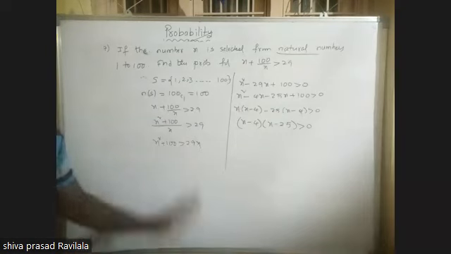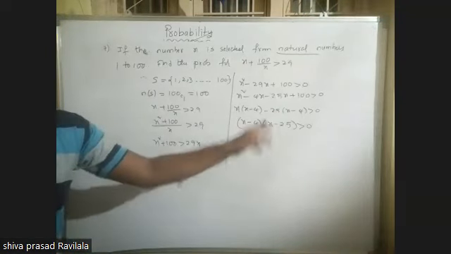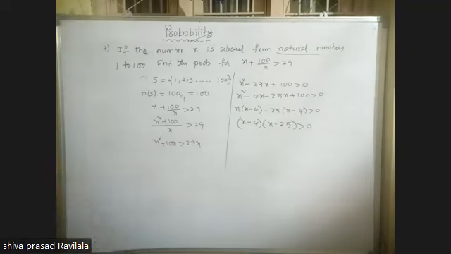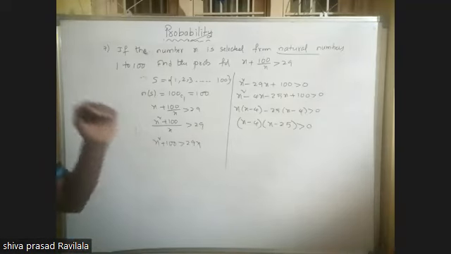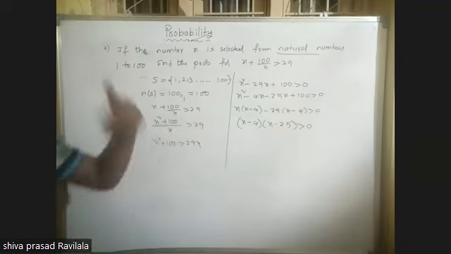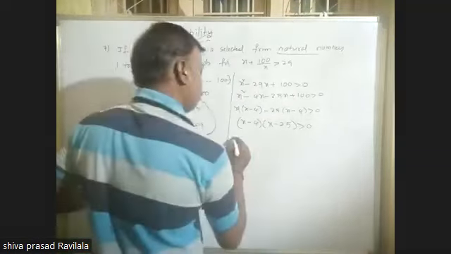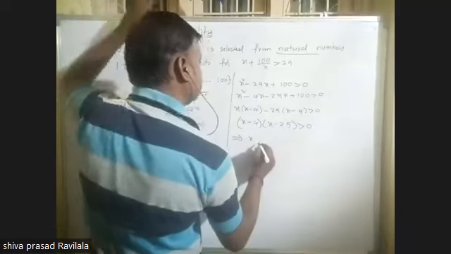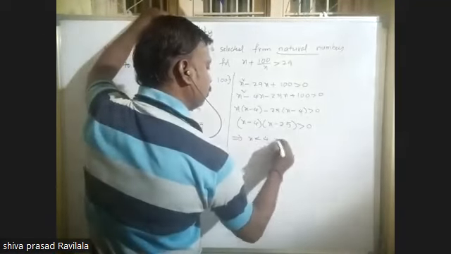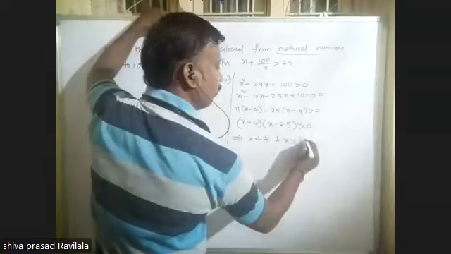Always alpha less than beta, (x minus alpha)(x minus beta). And this one is satisfied when you take the values of x which are less than 4 and greater than 25. Quadratic functions also came. This is satisfied when x is less than 4 and x is greater than 25.